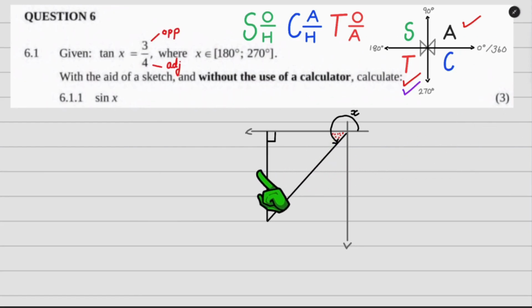So opposite to my angle will be the 3, and adjacent to my angle will be the 4. But you've got to be a bit careful. Look where you are on the Cartesian plane. This is the negative x-axis, and you're going under, so that's the negative y-axis. So both of these need a negative in front of them.